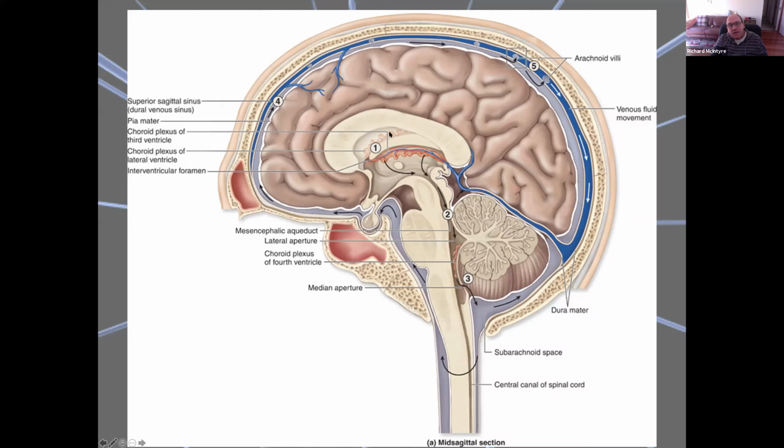The CSF is secreted, and it goes into these lateral ventricles, okay? It travels down through the foramen of Monro, the interventricular foramen, okay? And then it's in the third ventricle. It travels down through the cerebral aqueduct to the fourth ventricle, okay? Then it travels down, and that CSF covers the spine and covers the rest of the brain. So it all floats in CSF, okay? We don't want a dry brain.